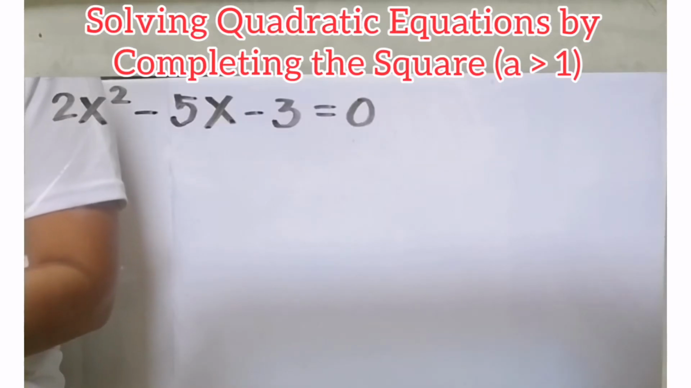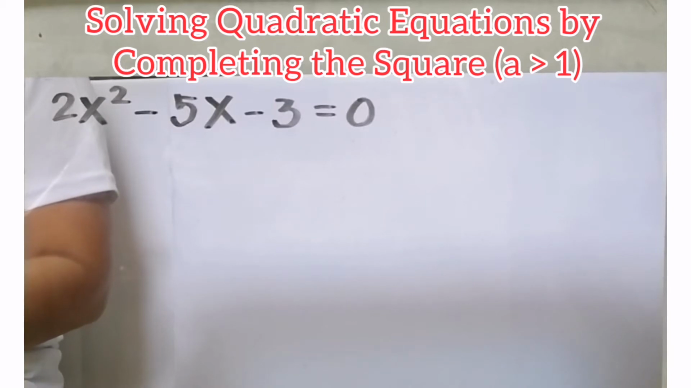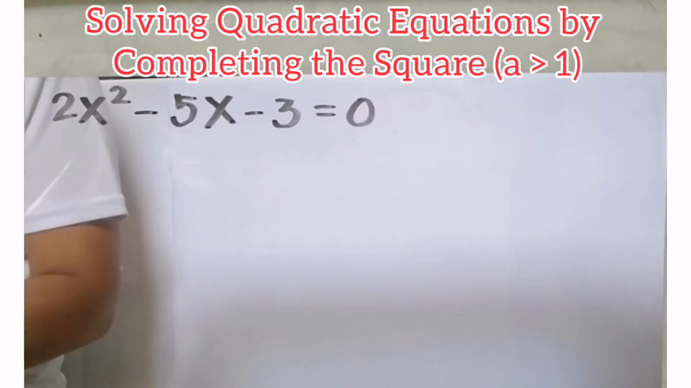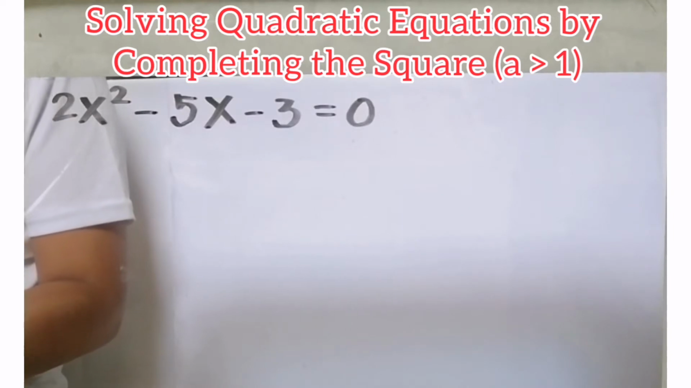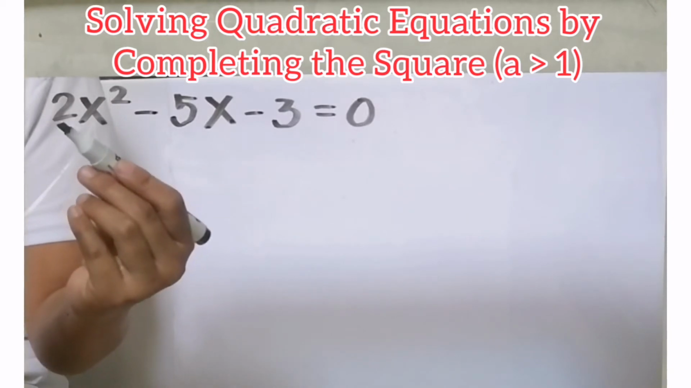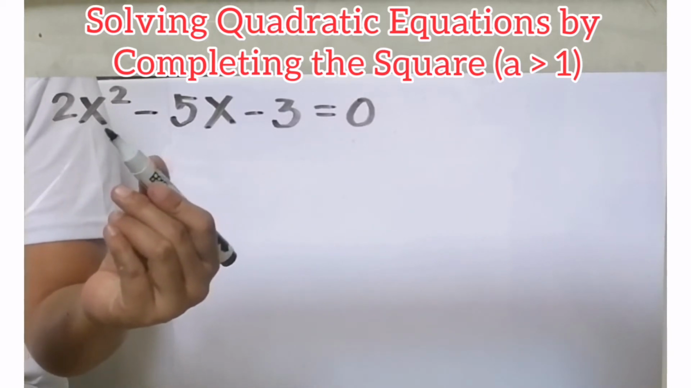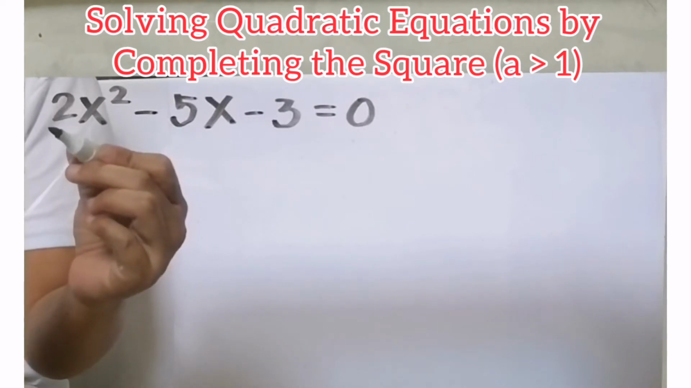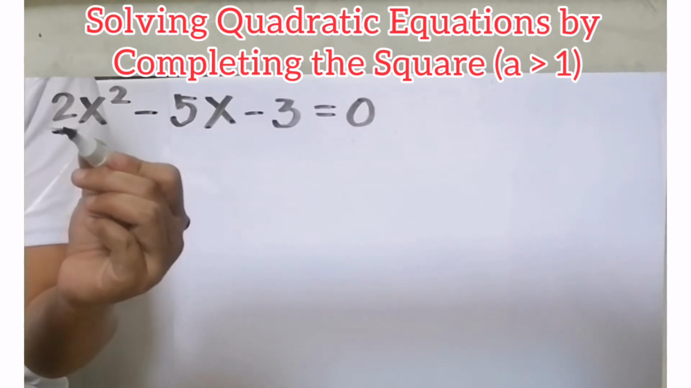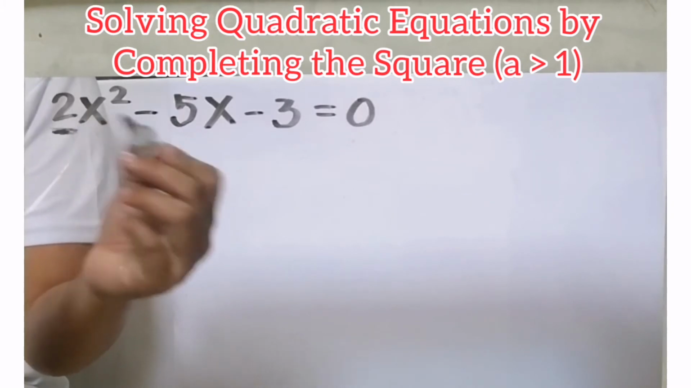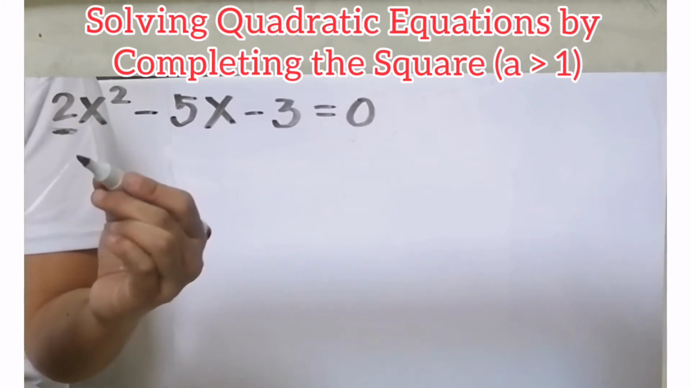Okay, so natapos na natin yung solving quadratic equation by completing the square where a is equal to 1. Today, pag-aralan naman natin yung pag-solve ng quadratic equation by completing the square where a is greater than 1. So, ang unang proseso dito, tingnan muna natin yung numerical coefficient ng ating quadratic term or ng ating leading term. So, meron tayong positive 2. So, yung 2 na yan, kailangan matanggal siya dyan para later makapag-complete tayo ng square.